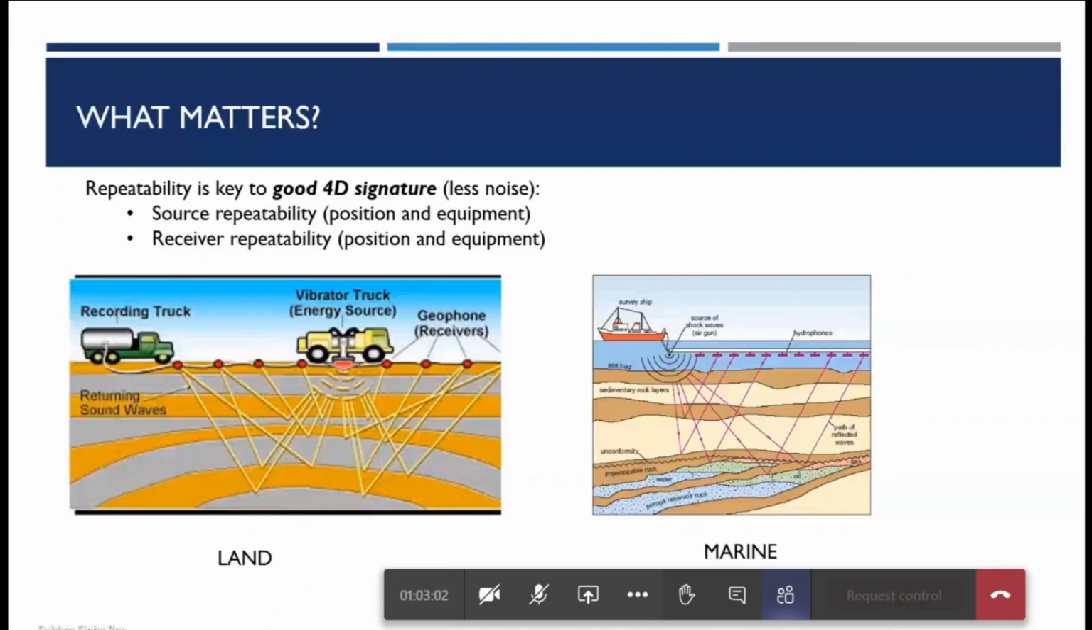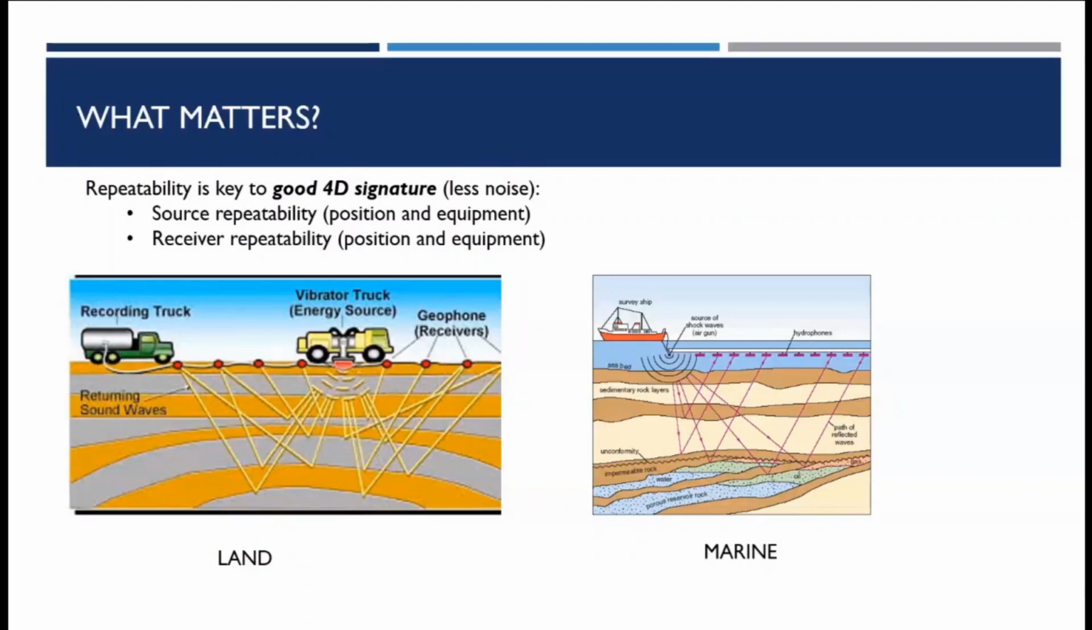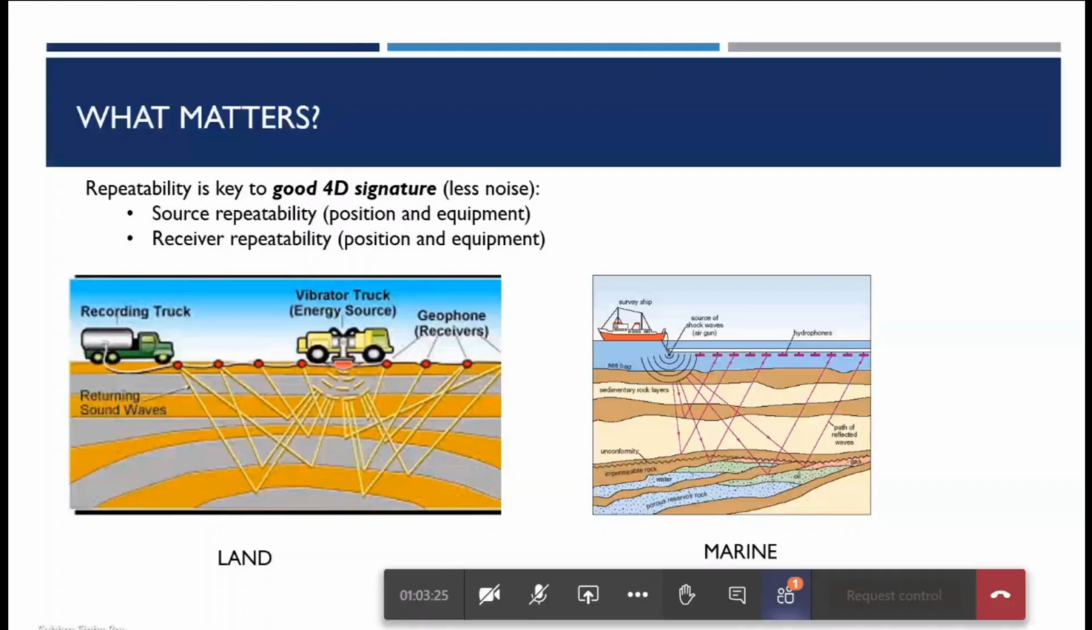When it comes to 4D seismic, what matters? It's essentially two things which matter most, to keep it simple. You should have the source which you are shooting be repeatable, meaning two things should be repeatable. One is the position where you are shooting, so your source position should be repeatable, and the equipment itself should be repeatable.